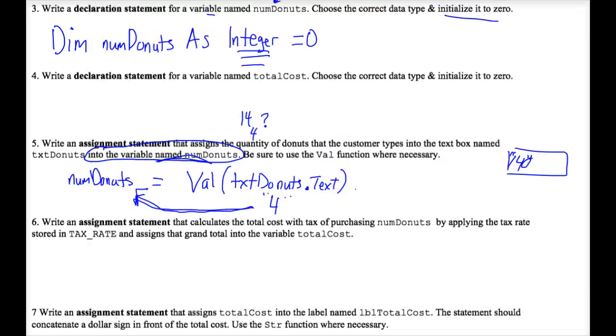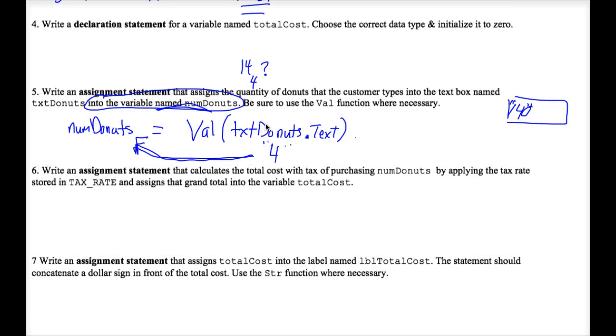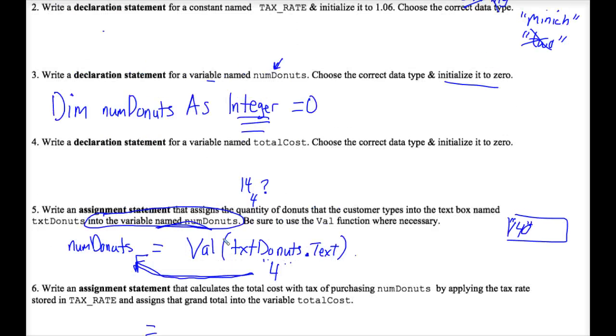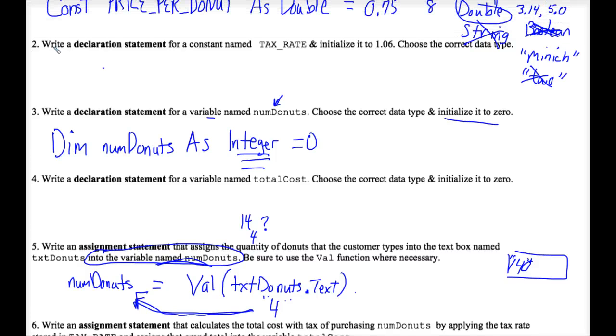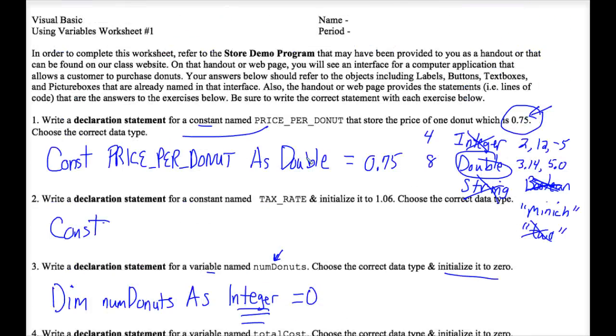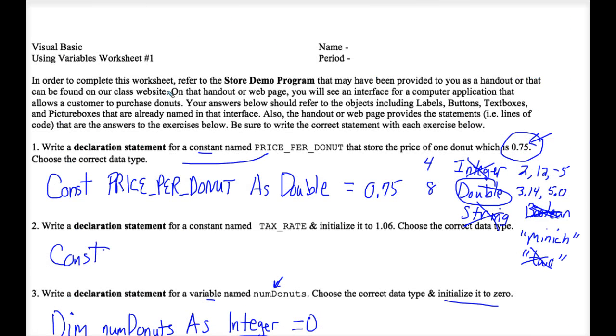Okay, good luck. You have to do the rest of this worksheet, and hopefully understand what you're doing. You have 2 more assignment statements to write. They will need equal symbols. And you have another 2 declaration statements. This one's a constant, so it'll start with const. This one is for a variable, so it will start with dim. Good luck. You don't have a whole lot of work to do, but I hope you understand it before we move on to the next topic in this class.